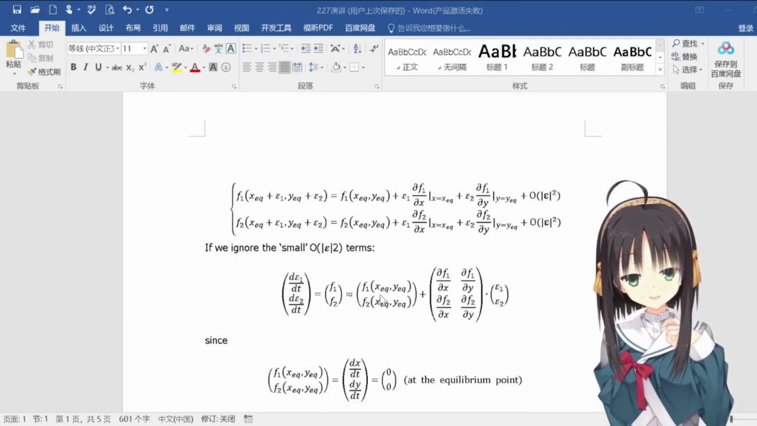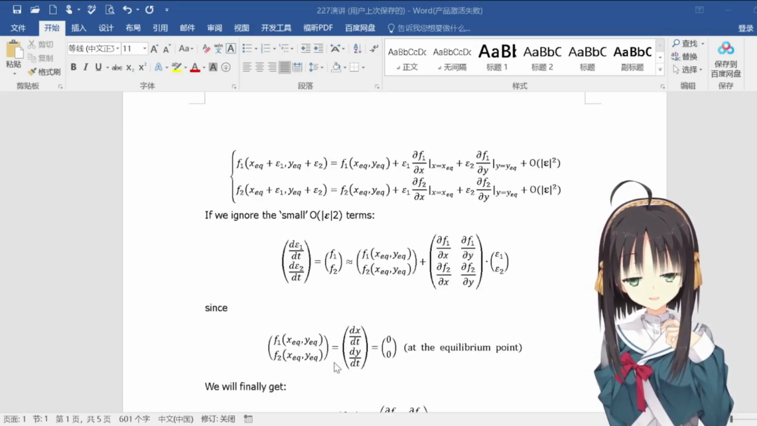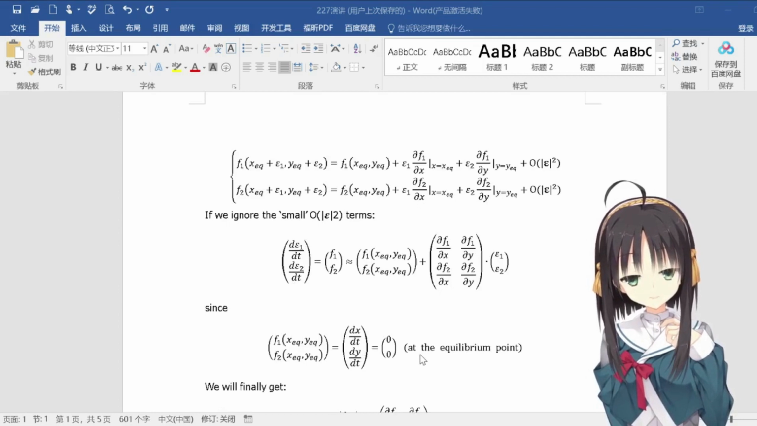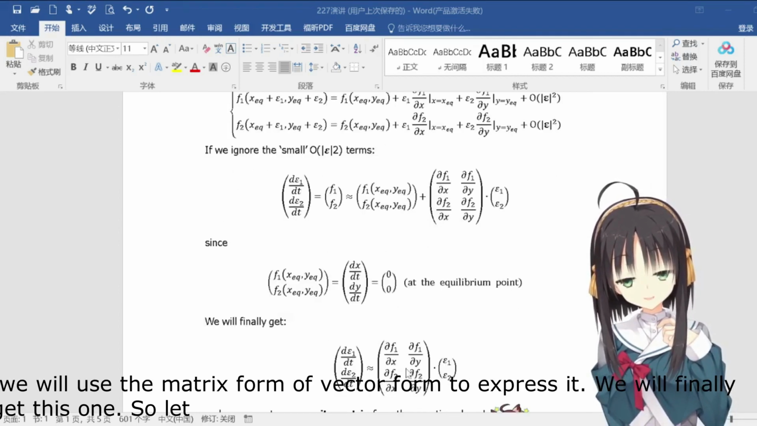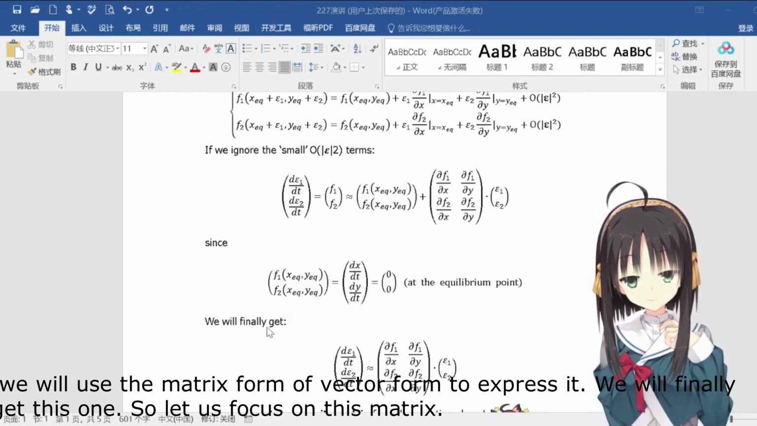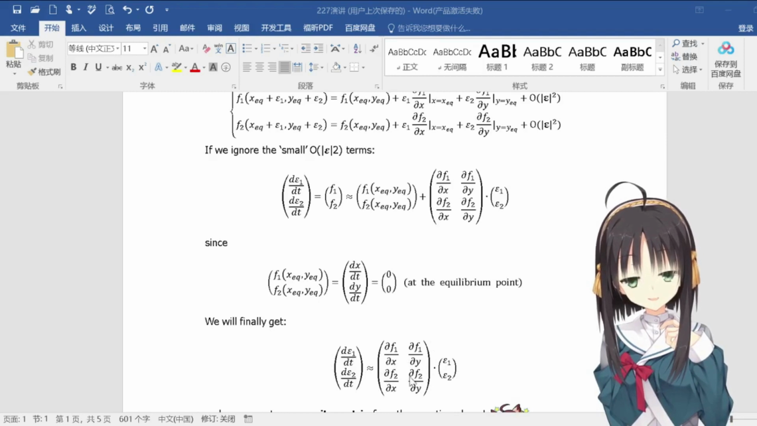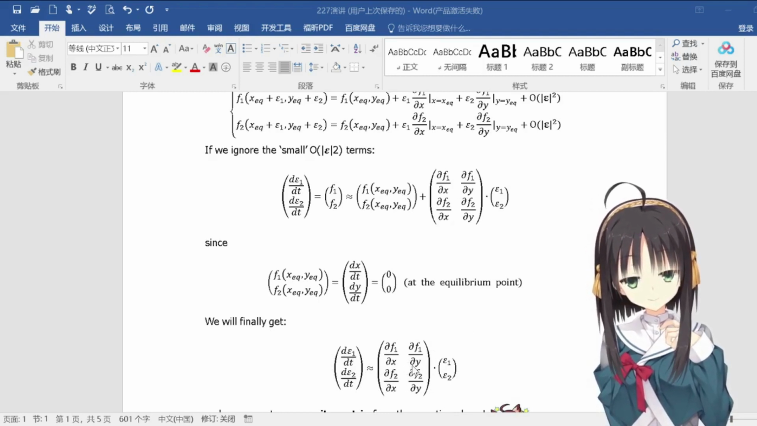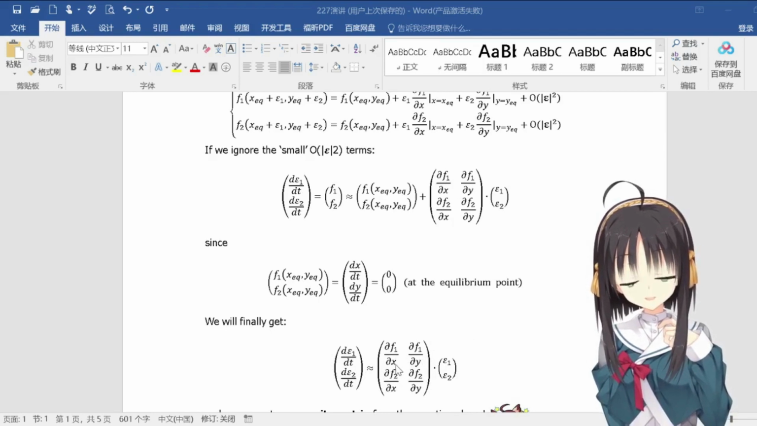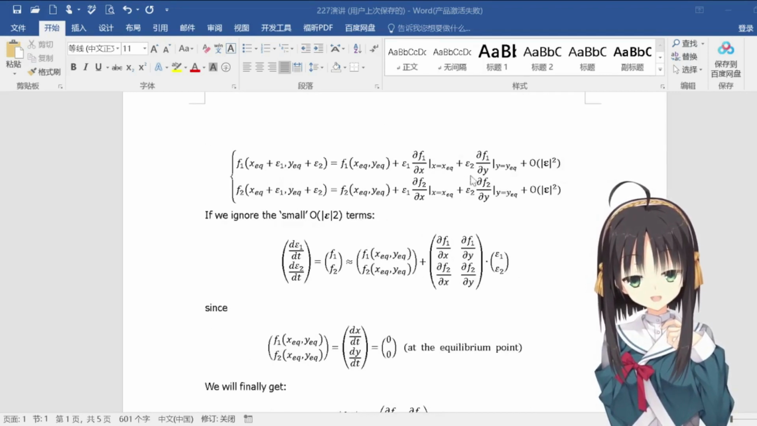And again, the values of f1 and f2 at the equilibrium point are 0. So the final function will be simplified as follows, and we will use the matrix form and vector form to express it. We will finally get this one. So let us focus on this matrix. This matrix is just the coefficient of epsilon1 and epsilon2, right?